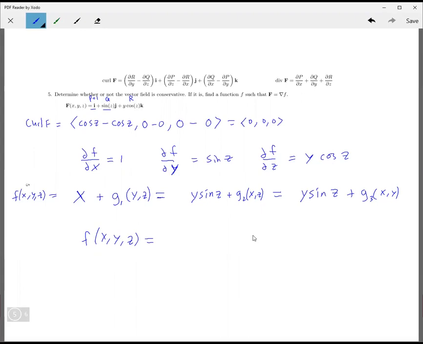Now, what function will do the trick? What function is going to be equal to that and also equal to this and also equal to this? There's y sine z plus x. Plus what? Now this is really important.